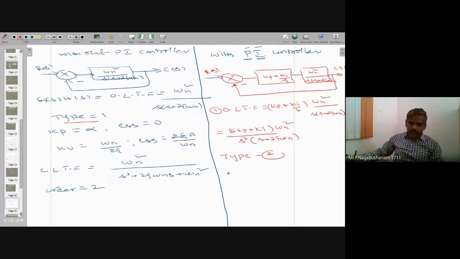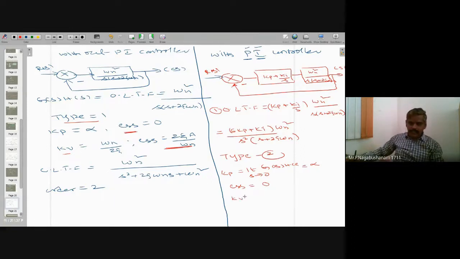Okay, now I'm going to find Kp. Kp equals limit s tends to 0 of g of s, h of s. This is the g of s, h of s. If you put s equal to 0, something divided by 0, it will become infinity. Then ESS equals 0. Previously also ESS was 0. Wait, I want this one. This is the error. I want to decrease this error by using the PI controller.